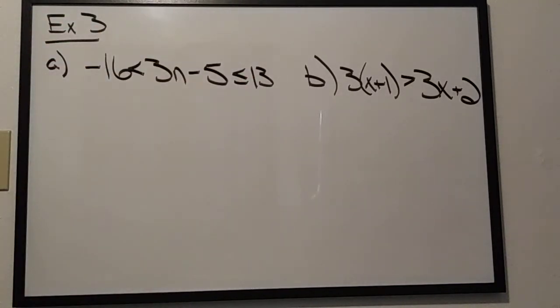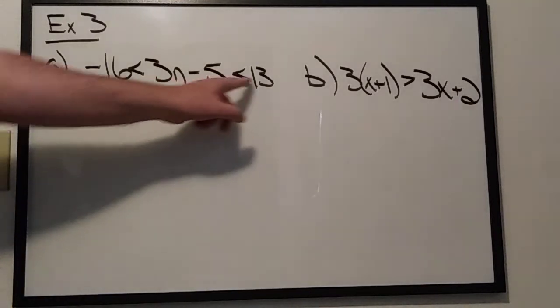Now, the reason I like to call this a three-part inequality is that it gives me an idea of how to move forward with the solution process. When I think about equations, whatever I do to the left-hand side, I need to do the same thing to the right-hand side. If I have a three-part inequality, whatever I do once, I have to do three times. So keep that in mind as we move forward.